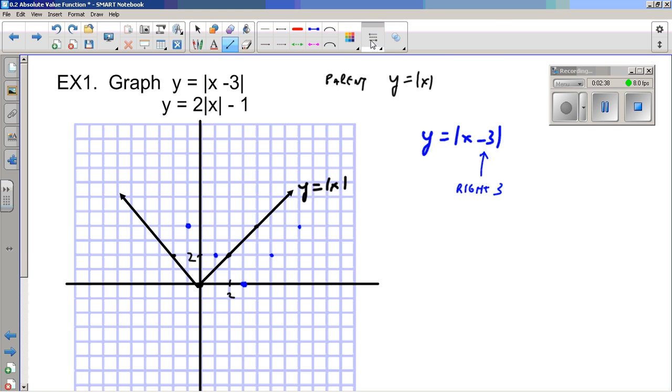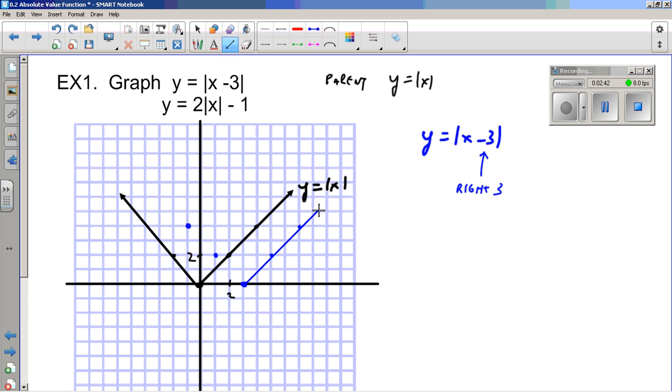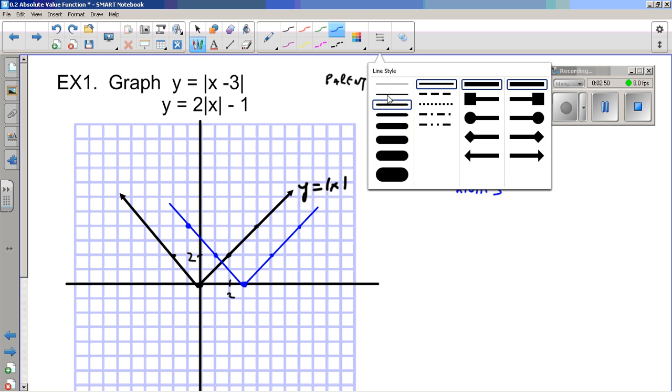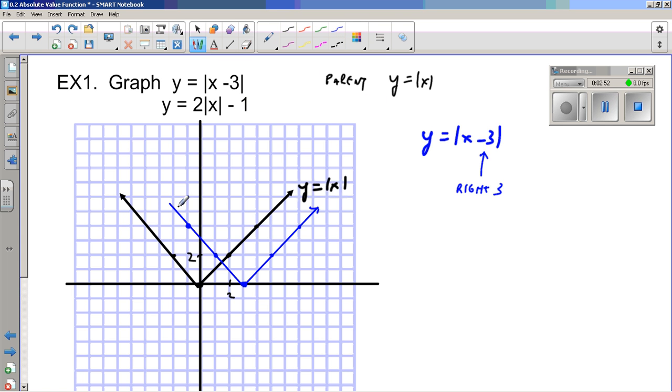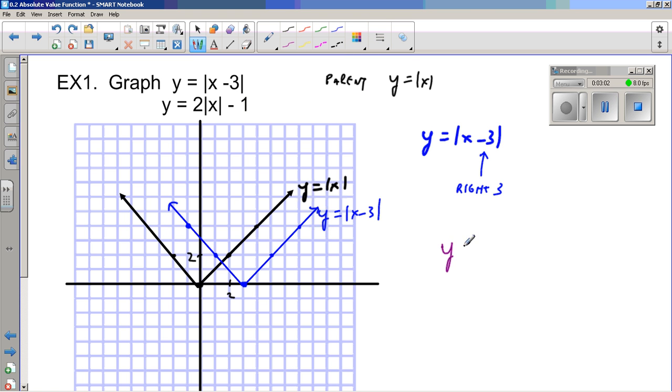Blue. Beautiful. And that's that one. And of course, they get a little more challenging. I'm going to make this one purple. Why not? Just because I can.